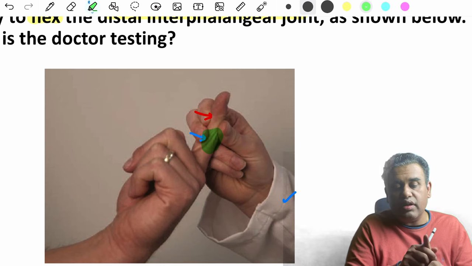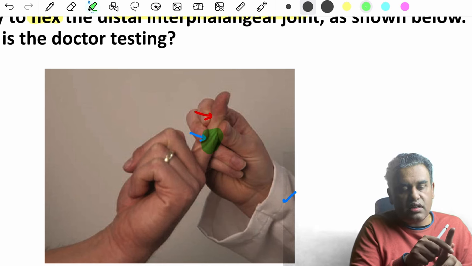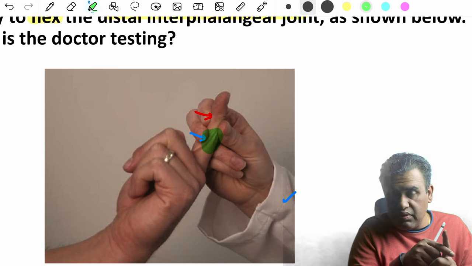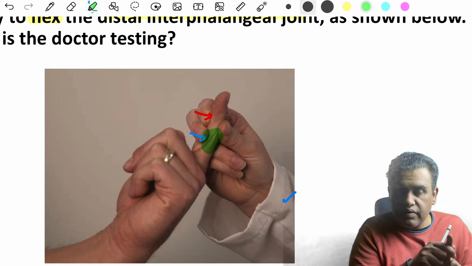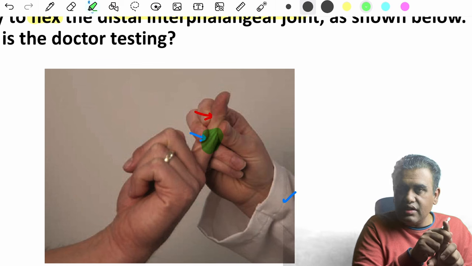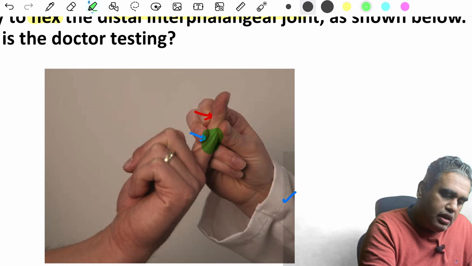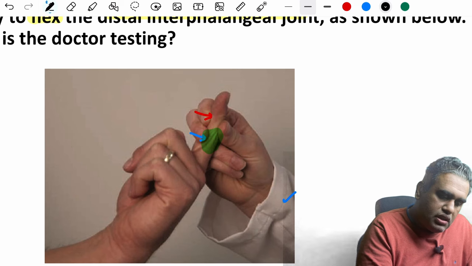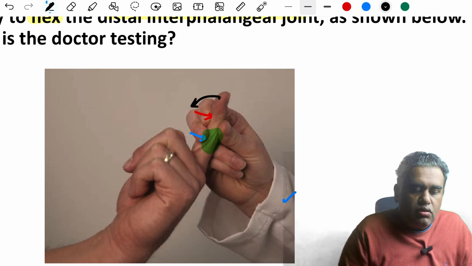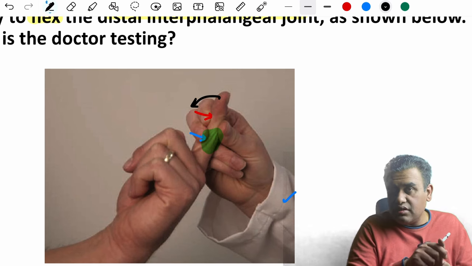PIP ko extend kiya hua hai. Or you can say the doctor has locked the PIP. PIP ko lock kar diya hai. It can't move. And then asking the patient to flex the DIP. Usse bol rahe hain ki bhai, aap koshish kijiye ki ungli ko, ye wali part ungli ko modo. Try to flex it.